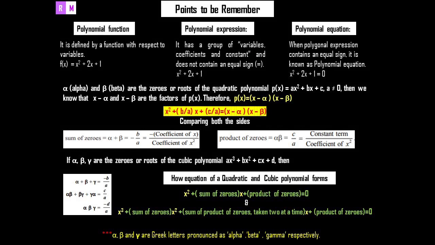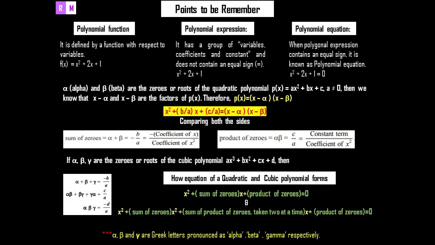Now, if someone asks me what is the basic difference between a function, an expression and an equation: when we represent a polynomial with respect to f(x), it represents a function. If it is equal to 0 or anything else, it represents an equation, and in the simple raw form of a polynomial, like x square plus 2x, that is known as an expression.